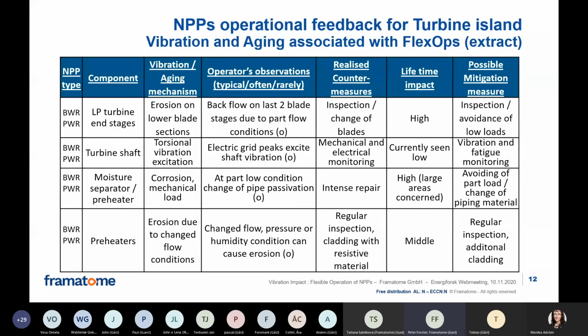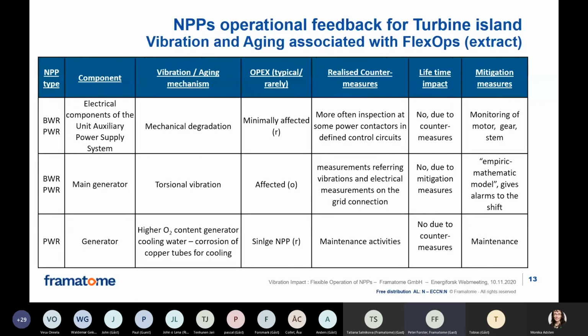So the last row, the preheaters in general are facing erosion due to changing flow conditions. Flow, pressure and humidity will bring up these erosion problems. Regular inspection, but also cladding with resistive material, were already realized in the plants. Lifetime impact is seen as more middle, and regular inspection and additional cladding are possible further mitigation measures. So on the next slide, 13.